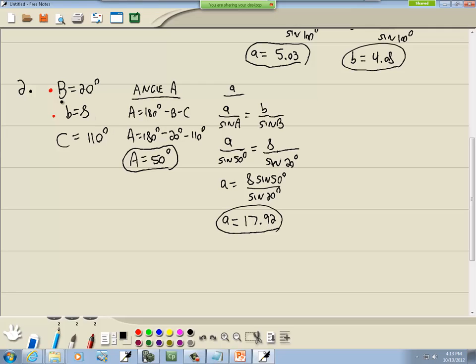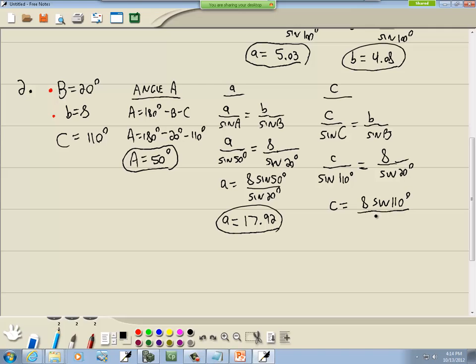So again, I have to go back to my B's. So over here I want to find side C. So I'll have C over sine C equals B over sine B. Okay, so we don't know side C. Angle C was 110 degrees. B is still 8, and angle B is 20 degrees. Now I'm going to multiply both sides by sine 110 degrees. So we got C is equal to 8 sine 110 degrees over sine 20 degrees.